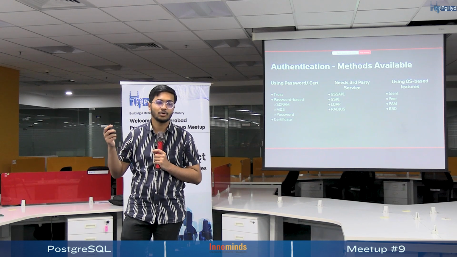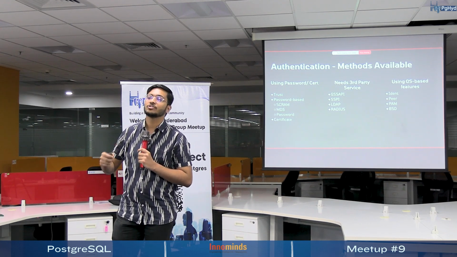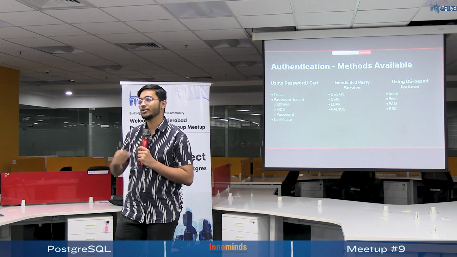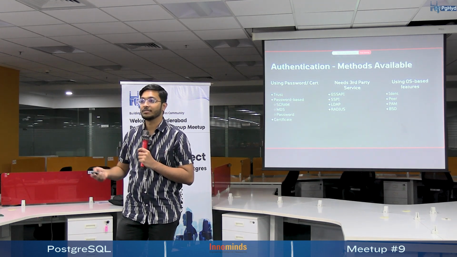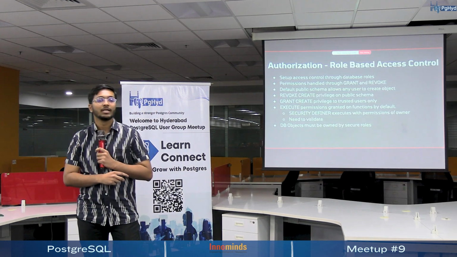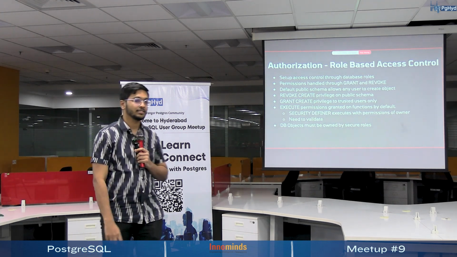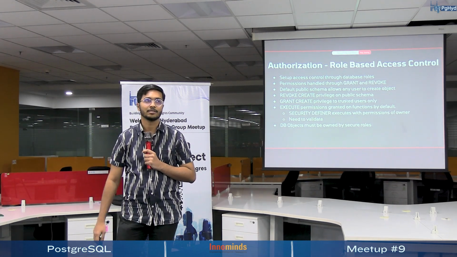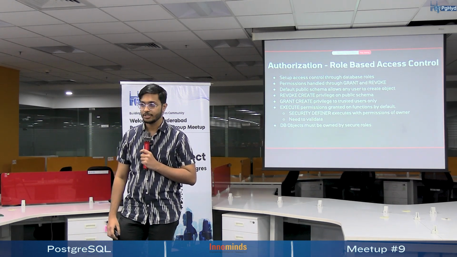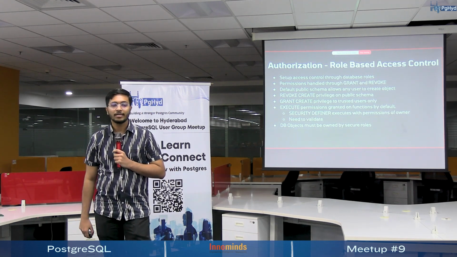This is when you are looking at your operating system user, and based on what operating system user you're logged in as, you're going to access the database. So all the permissions that you get are inherited from this particular user of the operating system. Now, authorization. First I'm going to talk about role-based access control, and the next thing on my plate is row-level security.